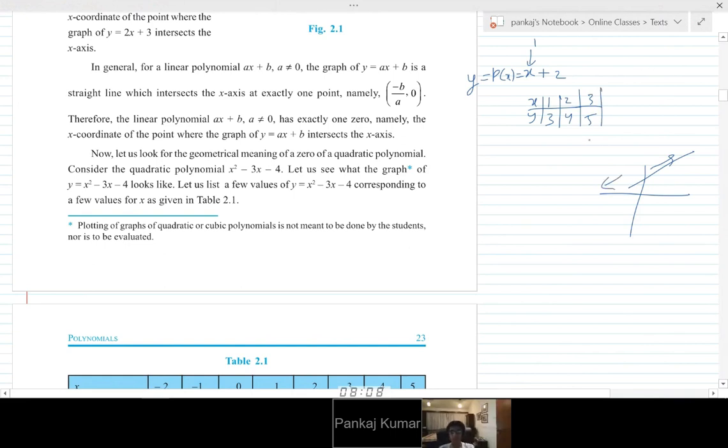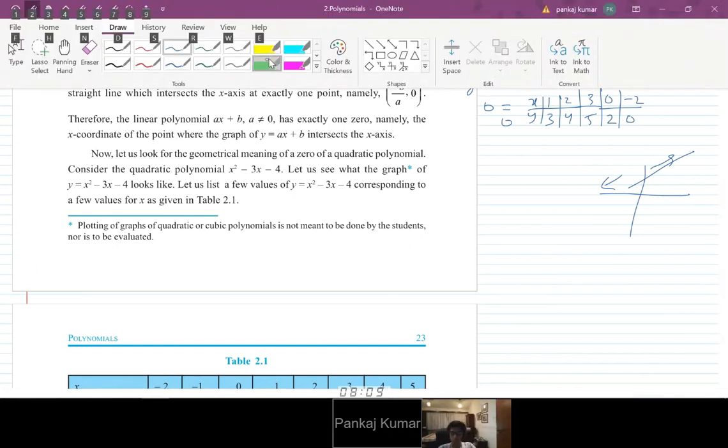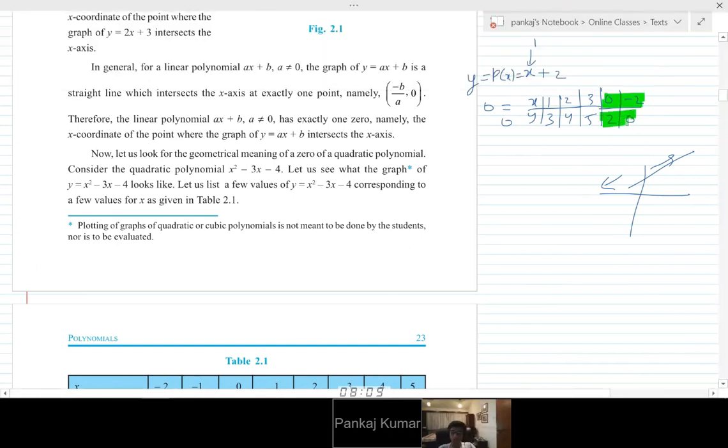Suppose what you can do is just take two values, one for which x is 0, and one for which y is 0. If we take x as 0, what would be the y value? y would be 2. And if we take y as 0, what would be x? x would be minus 2. So basically using these two values also you can draw the graph. That is also correct, no issues regarding that, but it's a lot more simplified using this.